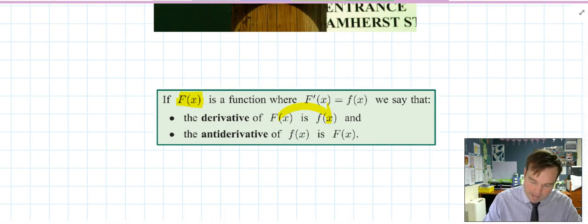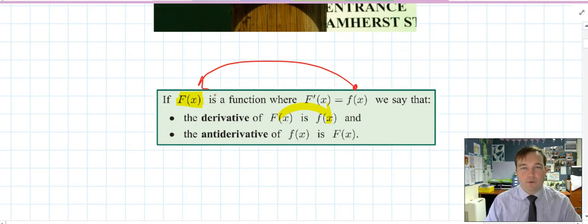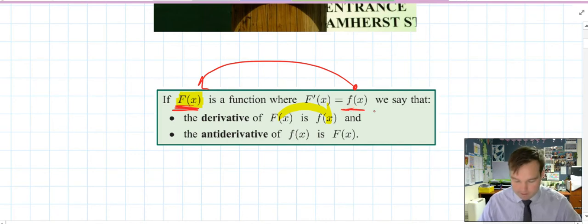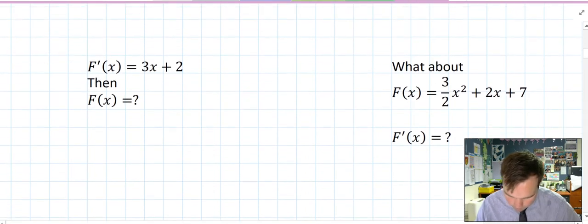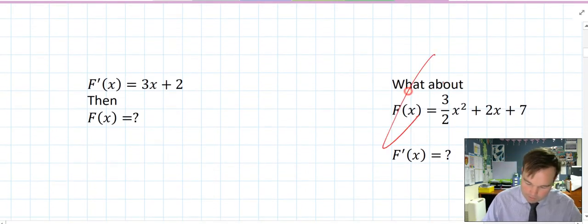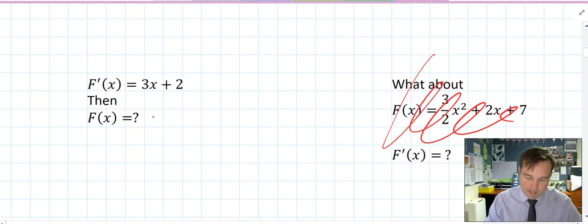But what we're looking at now is, well, what happens if we want to go from a function back to its original? What happens if we want to undo derivation or find the antiderivative? So here we would say that capital F of x is the antiderivative of f of x. So we're going backwards, and that process is called antiderivation.